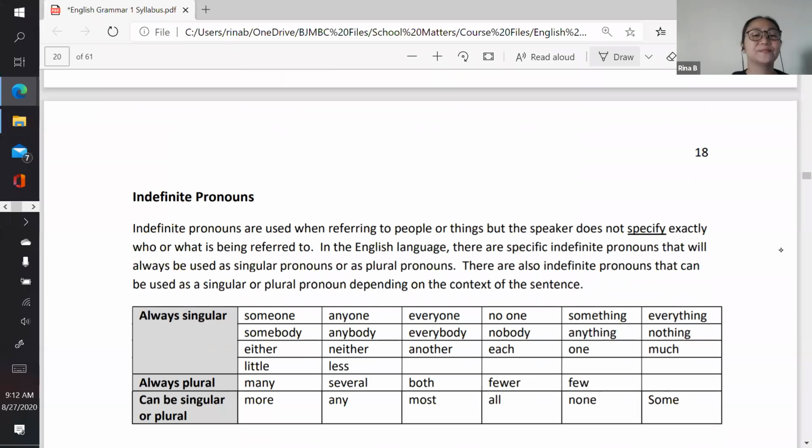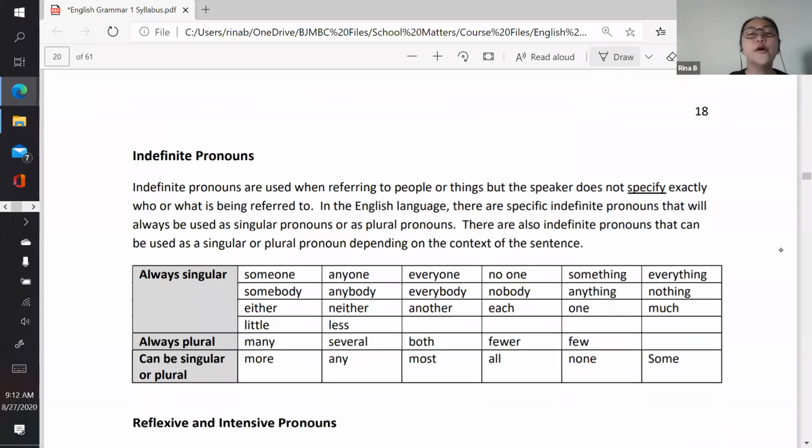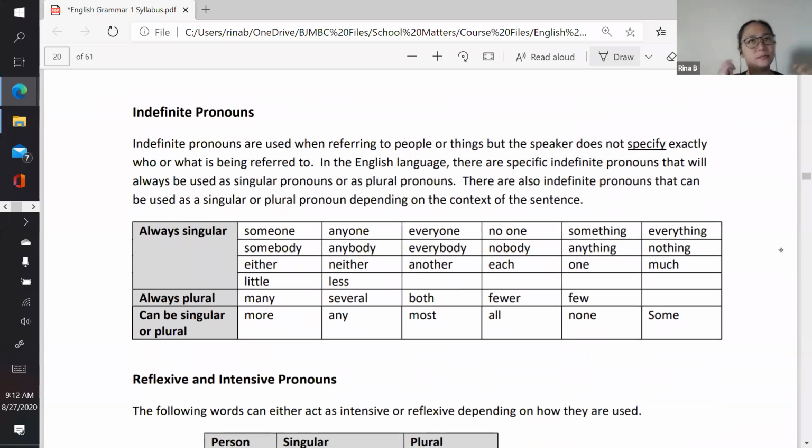Now, I don't know if you have already memorized this table, or if you've already realized that there will be indefinite pronouns that will always be singular. There are indefinite pronouns that will always be plural. And then there are indefinite pronouns that can go either way.